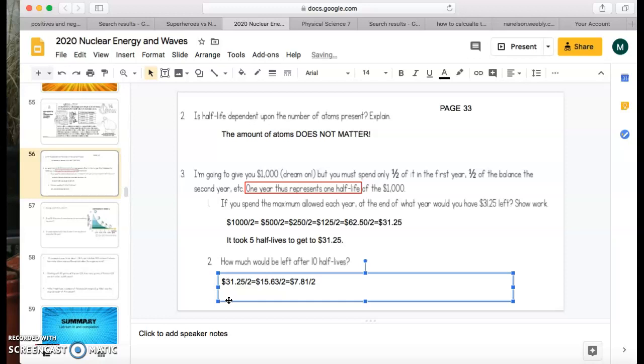It's going to give us 8 half-lives. Now we have $3.90. So we've got 5 half-lives, 6, 7, 8. We still aren't done, so we can divide this in half again. At the end of 9 half-lives, we have $1.95. But we got to get to 10, so we're going to divide that in half one more time to get through 10 half-lives, which is 10 years. So by year 10, we would only have 98 cents to live off of. We ain't going to live very long.